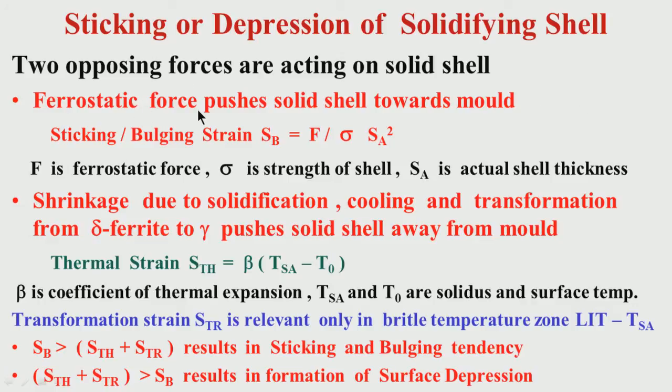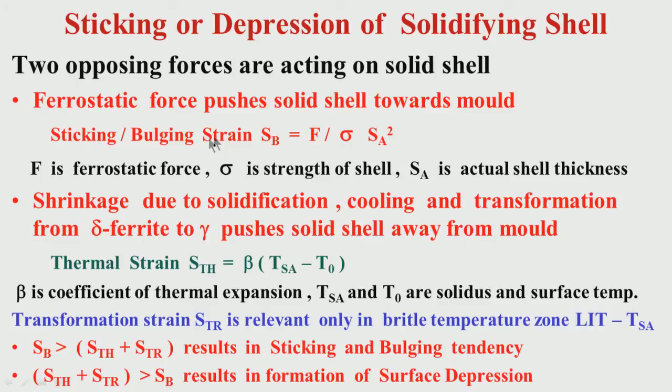One is the ferrostatic force. Ferrostatic force is basically due to the liquid steel which exists during solidification. This ferrostatic force pushes the solid shell towards the mold. I have told you earlier, when you are coming below the mold, it is causing a sort of bulging, that means it is pushing the solid shell away from the liquid steel. So, this ferrostatic force pushes the solid shell towards the mold or away from the liquid steel.